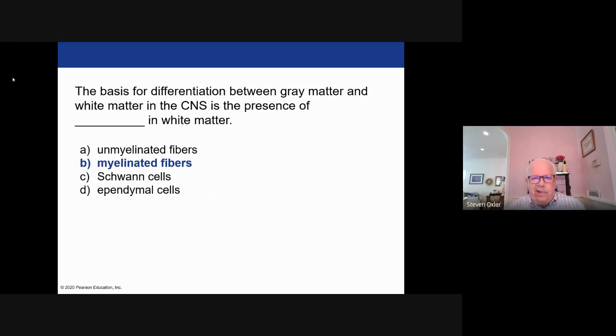The definition of gray matter is that it has mostly unmyelinated fibers in it. Okay? So that's the difference between gray and white matter.